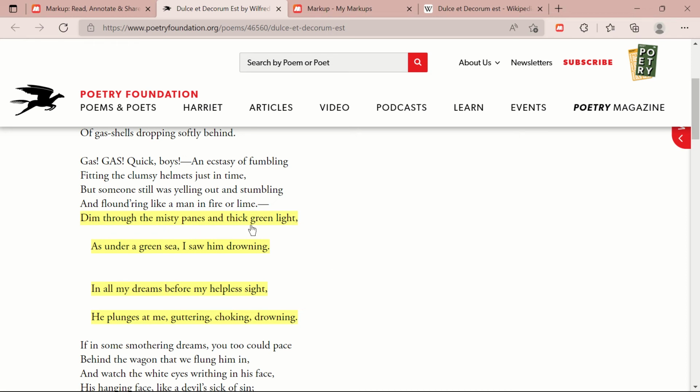Dim through the misty panes and thick green light, as under a green sea, I saw him drowning. In all my dreams before my helpless sight, he plunges at me, guttering, choking, drowning.